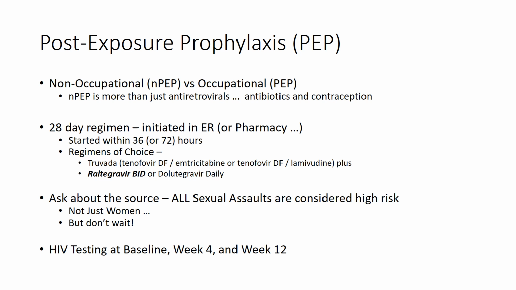Kind of in a different lane, regardless of whether the person knows who their assailant is in a sexual assault or not, they are all considered at high risk. So for those people, we're going to be doing post-exposure prophylaxis regardless. When it comes to post-exposure prophylaxis, we do HIV testing at baseline to make sure that the person who was exposed was not HIV positive to begin with. We'll do it again at week 4, which is after they've completed their 28-day regimen, and then again at week 12 just to be sure that the result was accurate.